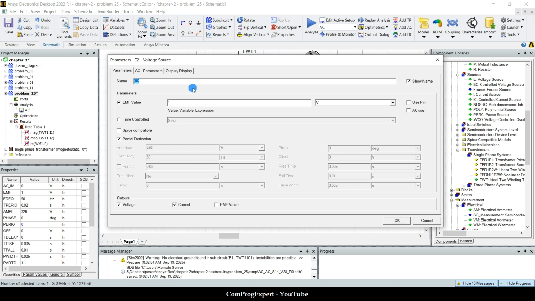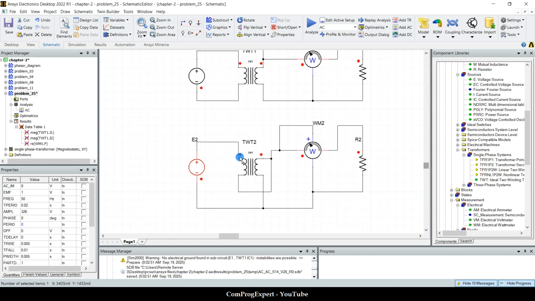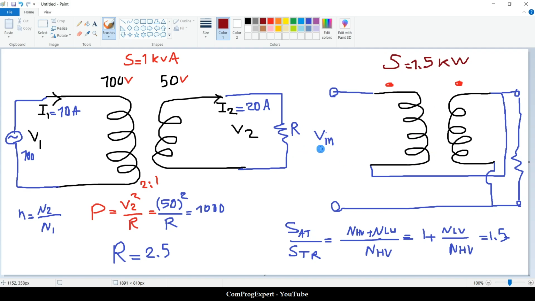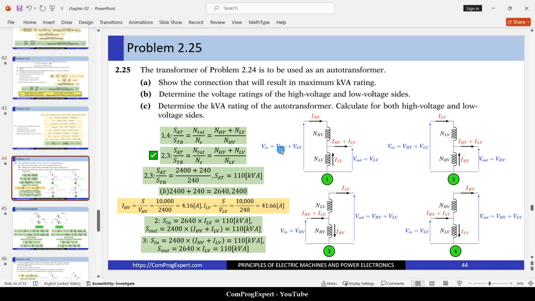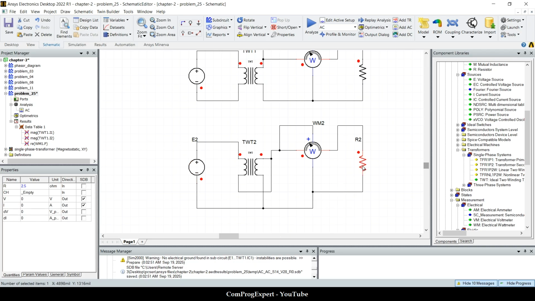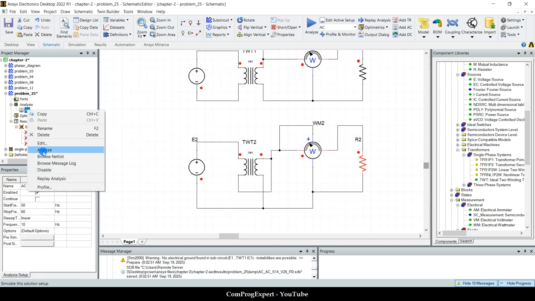We should set the value of the voltage in this case equal to 150, because for these two coils, the rated voltage of the primary is 100, secondary is 50. So in total, when we connect them like this, the input voltage can be 150. In this case 1, the summation can tolerate this rated voltage. Let's consider R2 equal to 2.5 and run the simulation.